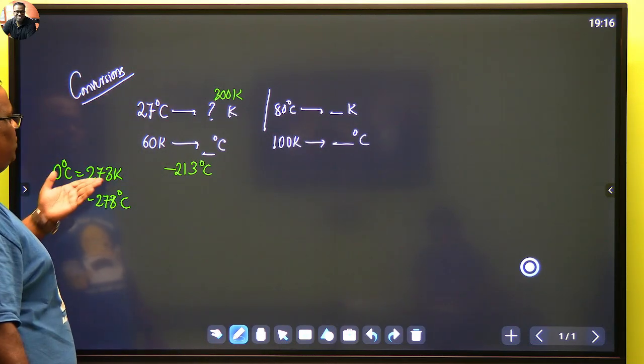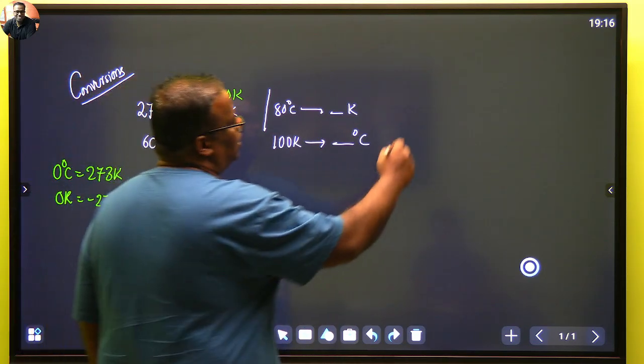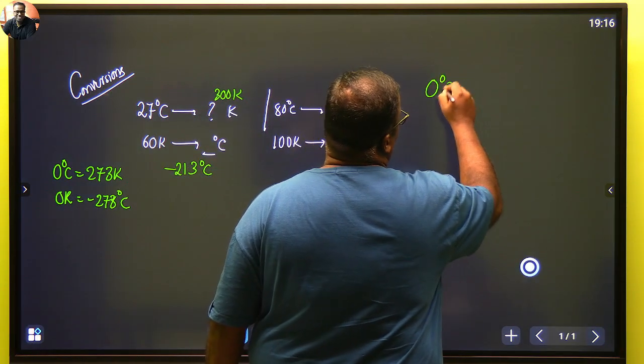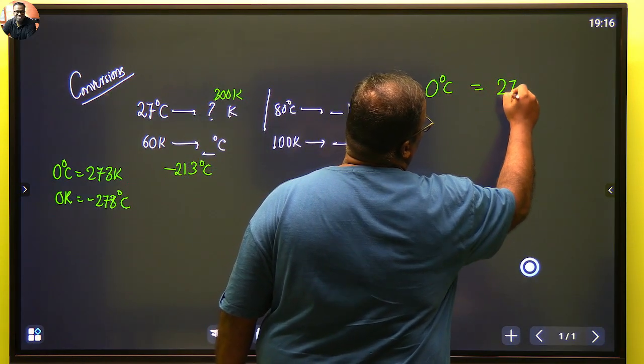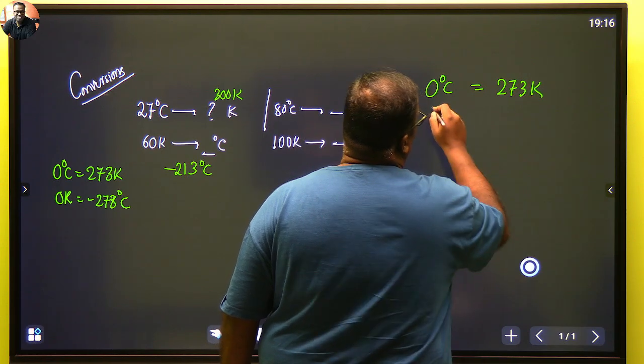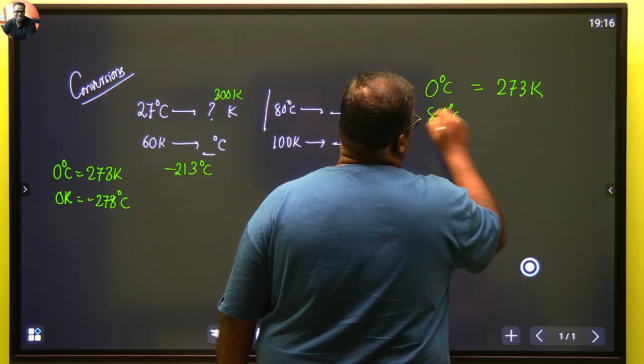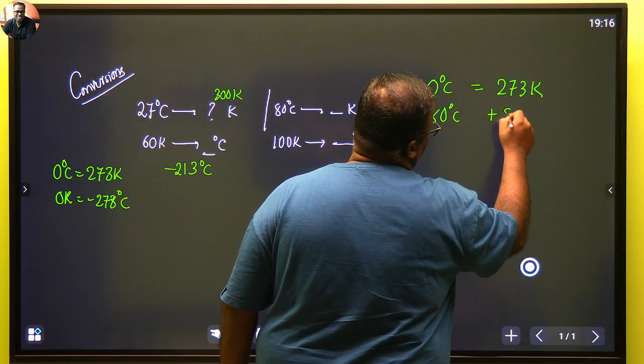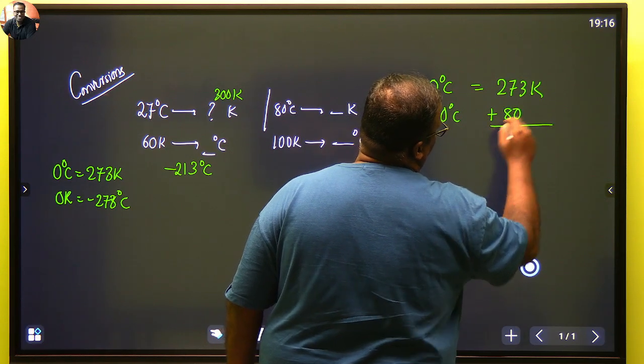So add 80 with it. ऐसे करने से बेस्ट होता है. देखो अस्मिता, ऐसे करो. 0 degrees Celsius is equal to 273 Kelvin. You now want to make it 80 degrees Celsius. That means you have added 80. You just add 80 out here. So if you add 80, it becomes 353.